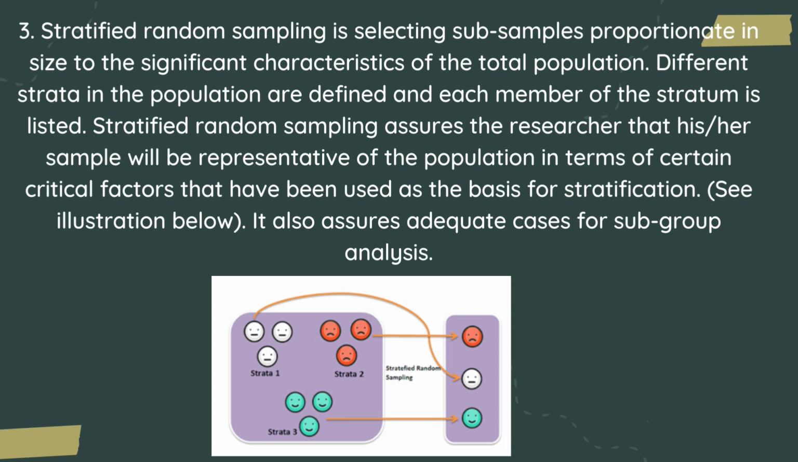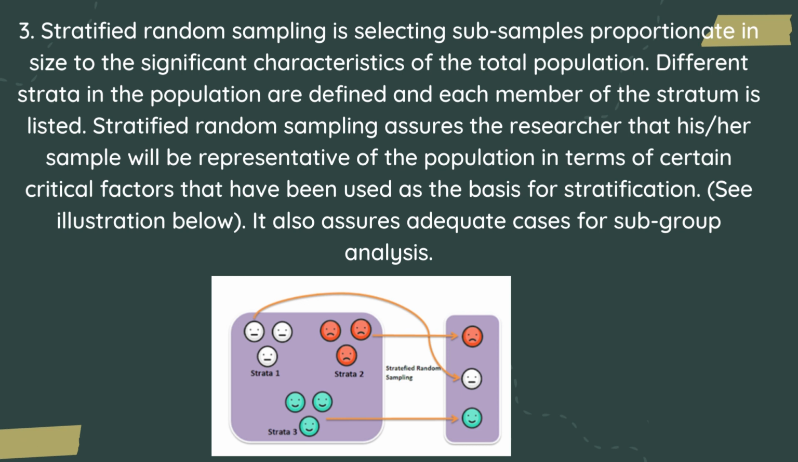Now what about the stratified random sampling method? It is selecting subsamples proportionate in size to the significant characteristics of the total population. Different strata in the population are defined and each member of the stratum is listed. Stratified random sampling assures the researcher that his or her sample will be representative of the population in terms of certain critical factors that have been used as the basis for stratification. So, it also assures adequate cases for subgroup analysis.